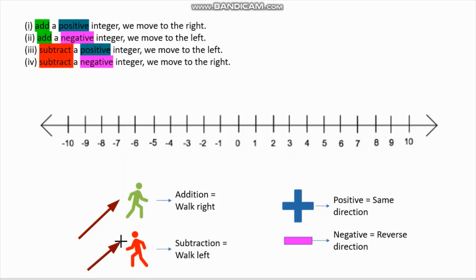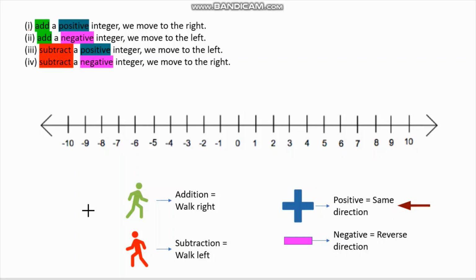For example, if you are starting at 4 and you want to add 1, you have to go to the right to get to 5, right? And if you want to subtract 1, you have to go to the left to get to 3, right? So let us imagine addition to be walking right and subtraction to be walking to the left. Next, we know there are two types of integers: positive and negative. Now, if we are adding or subtracting a positive integer, we follow the same direction as indicated by the addition or subtraction.